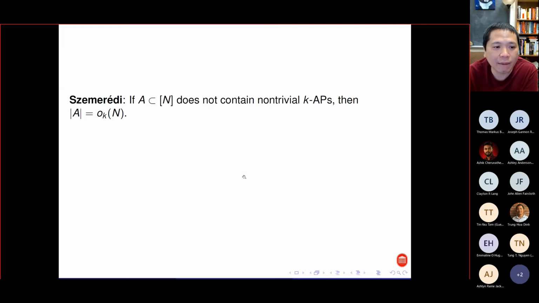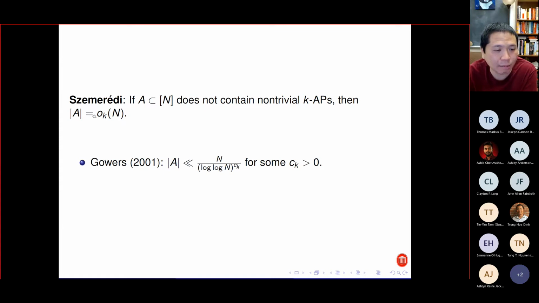So let's take Szemerédi's theorem. It says that if we want to avoid k-term arithmetic progressions, then the size of your set A has to be little o of n. And Gowers proved this awesome bound. Before that, the bound was terrible. This was one of the results for which he was awarded the Fields Medal in '98.